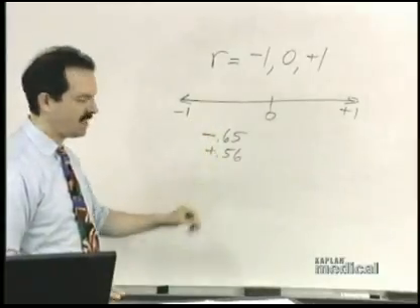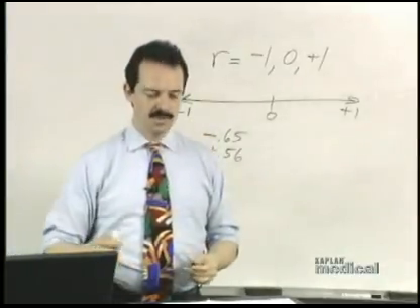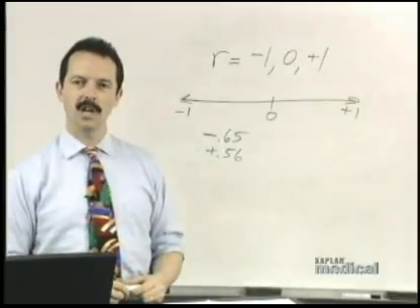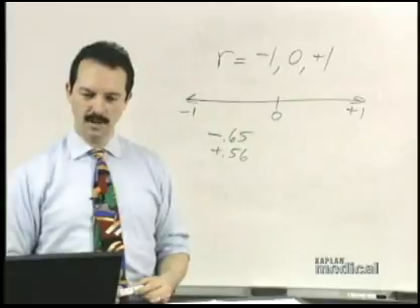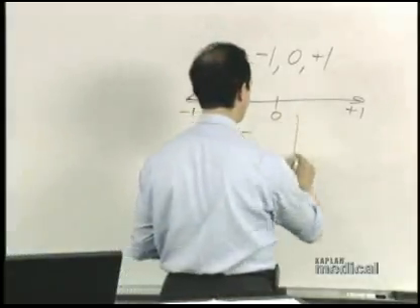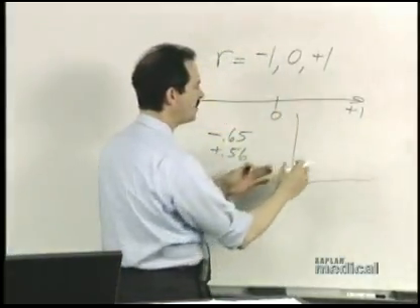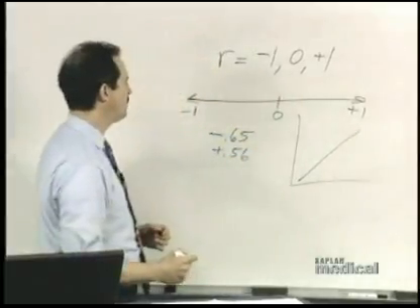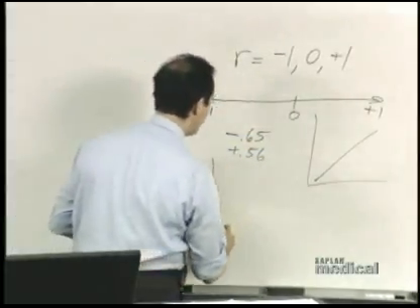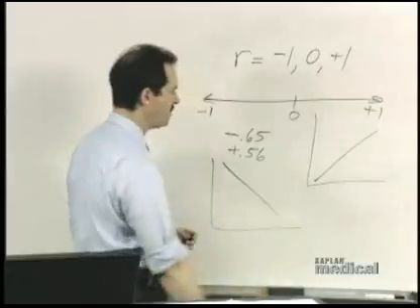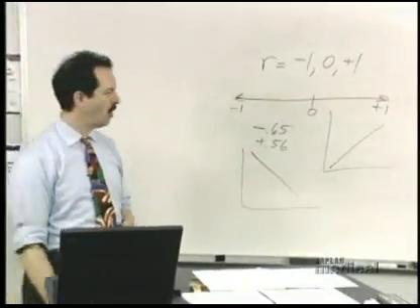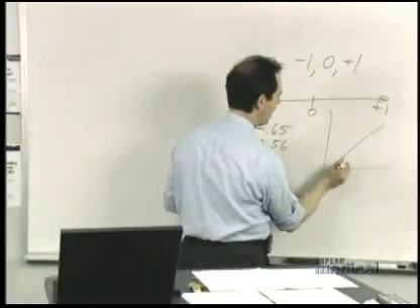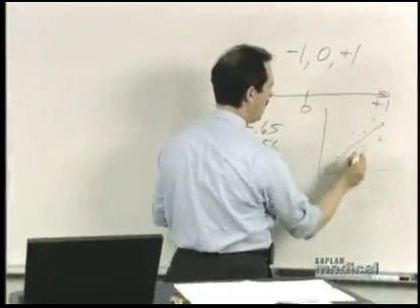What the sign tells us is not the strength of the correlation. The sign tells us the direction of the relationship. A positive correlation means the best line that describes the data has a positive slope. A negative correlation means the best line that describes the data has a negative slope. How strong the correlation is simply is a matter of how tight the points are around the line.